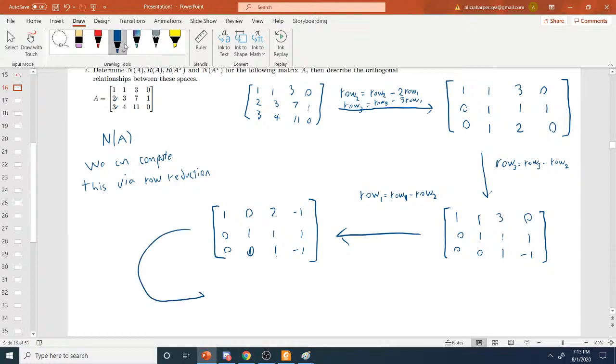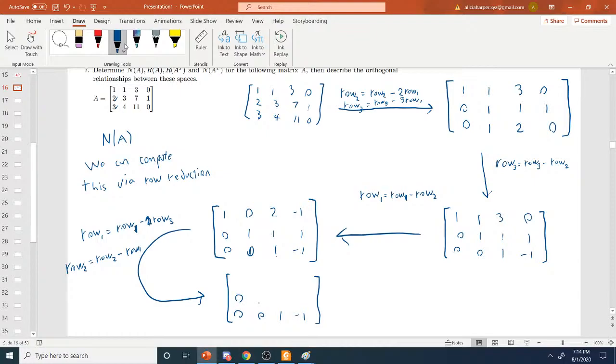And then finally, the last thing I'm going to do is set row 1 equal to row 1 minus 2 times row 3, because I'm trying to clear out this 2. And I'm also going to set row 2 equal to row 2 minus row 3. The reason I'm doing that is I want to clear out this 1. So my bottom row is going to stay the same. I'm going to have 0, 1, 1, 0, 0, 0, 1, negative 1.